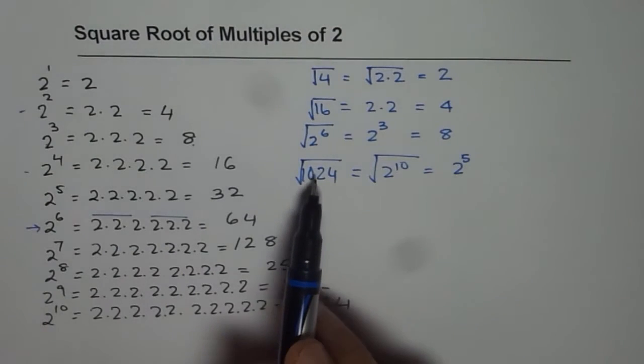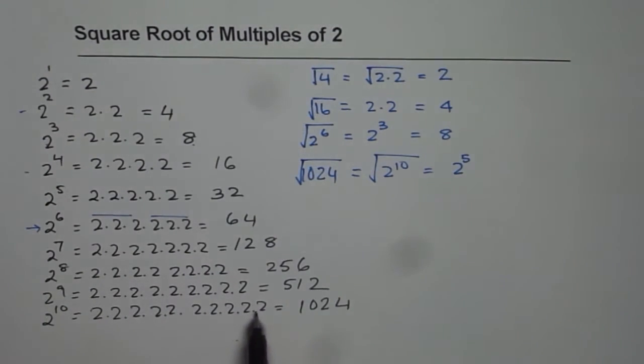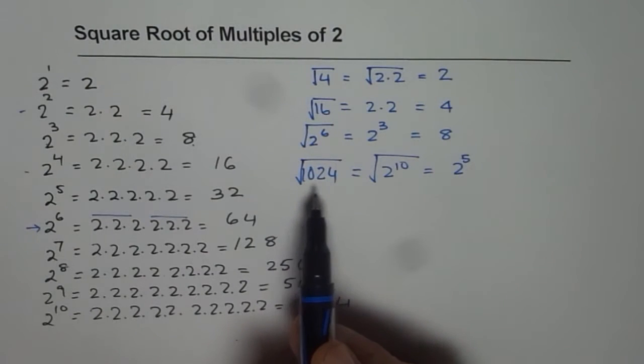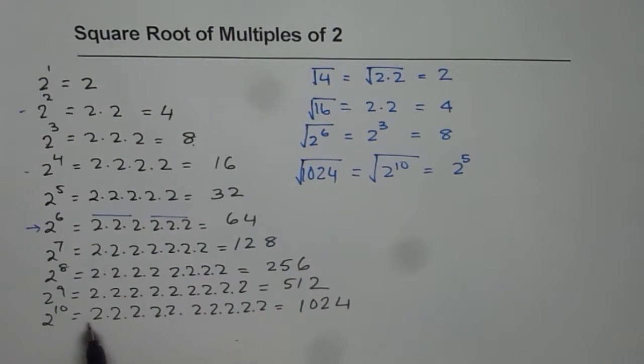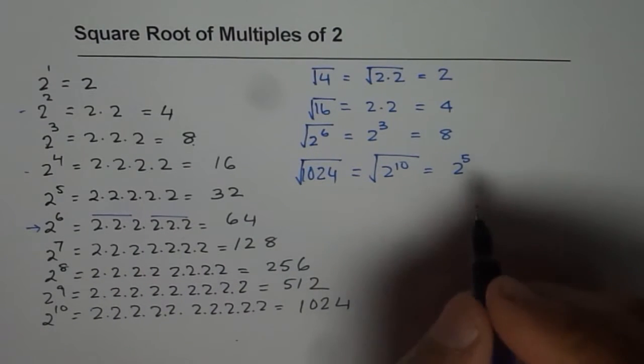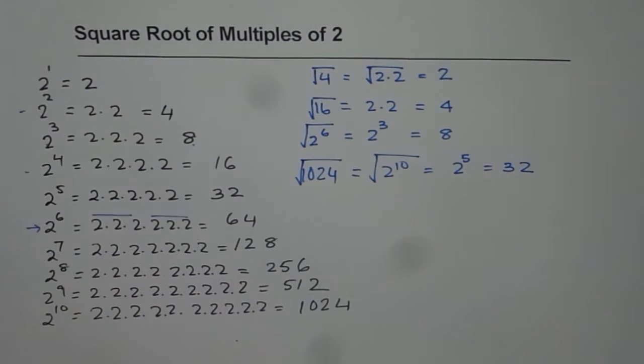The other way is, within the square root, I can keep on multiplying by 2's. And I know when you have 10 2's, then you get 1024. So half of 10 is 5. So when you multiply 2 by itself 5 times like this, you'll get 32 as your answer. So the answer is 32. So like this, you can find square root of multiples of 2. In fact, you can find square root of multiples of any number.